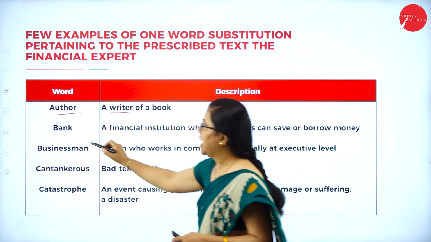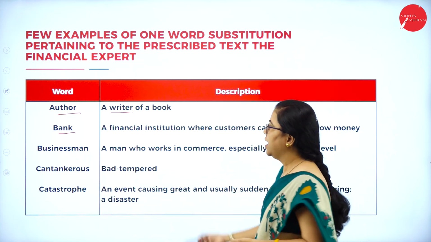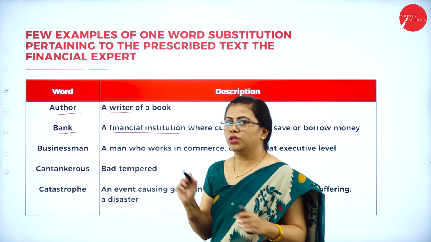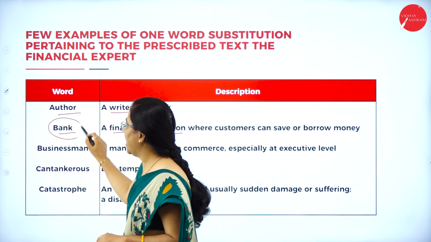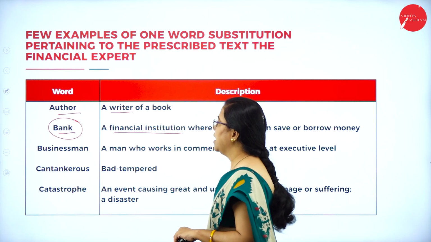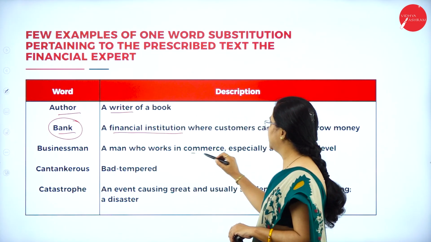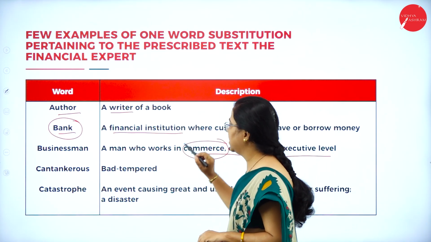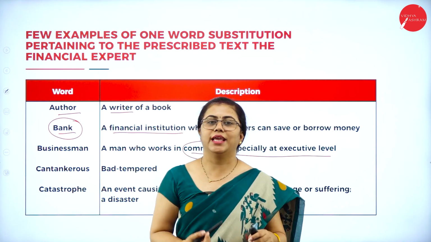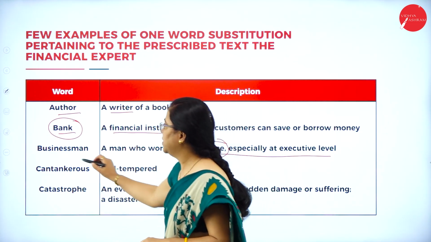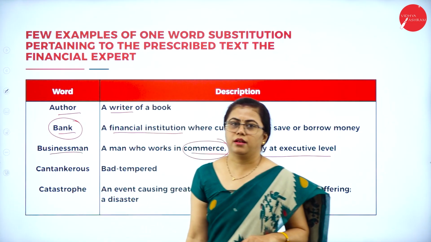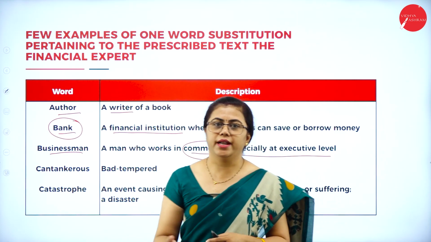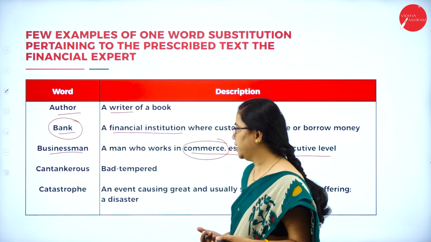Next, we have bank. As I said before, I gave it as an example already, a financial institution. So financial institution, pertaining to this text, it is only bank. Then a man who works in commerce, especially at executive level. So commerce, income, expenditure, everything, something that involves money. That person is called a businessman. He's a great businessman, you can say, or Margaya was a great businessman. You can write it in a sentence.